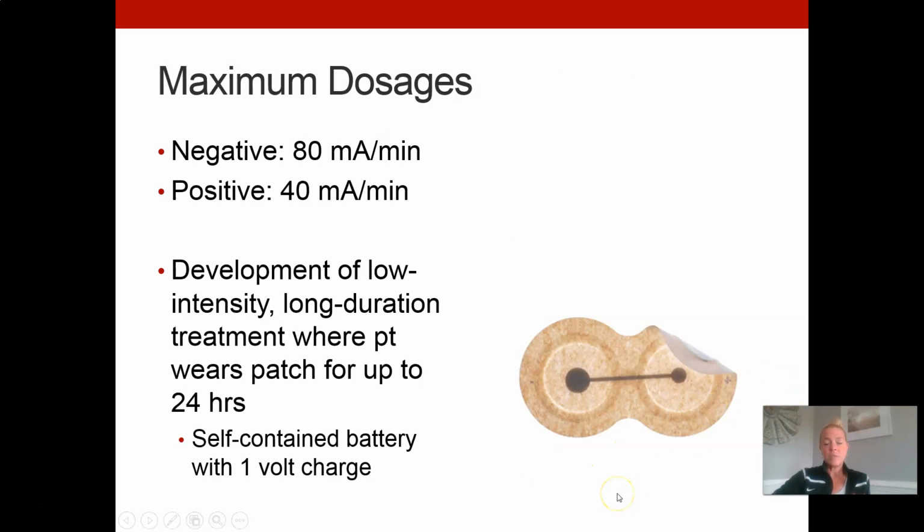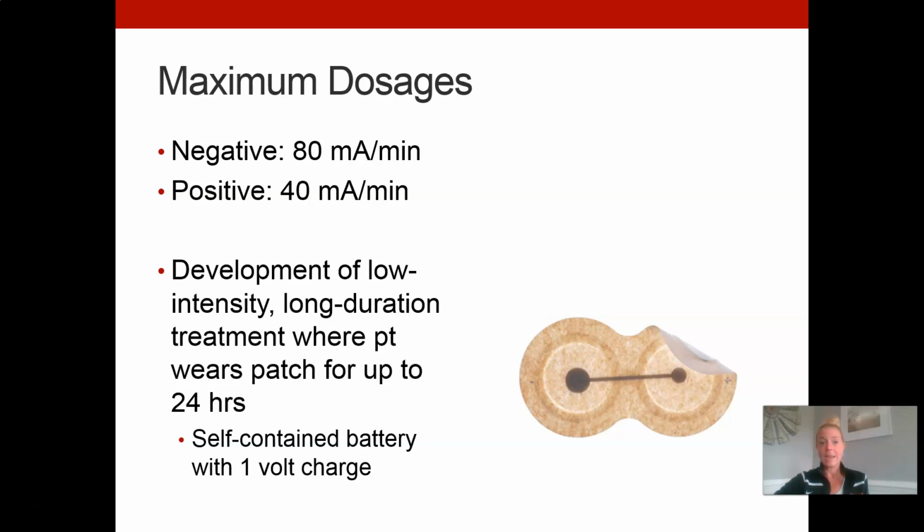So the maximum dosages, if you're using a negative medication, you cannot exceed 80 milliamp minutes. If you're using a positive medication, you cannot exceed 40 milliamp minutes. Most machines default to 40. You can't go wrong with 40. So I've seen a lot of treatments that are given at 40 milliamp minutes. And there's nothing wrong with that.